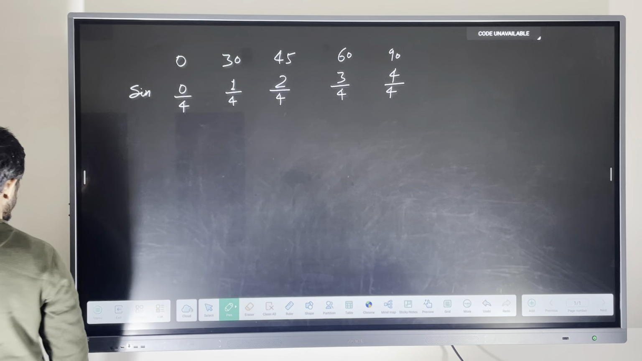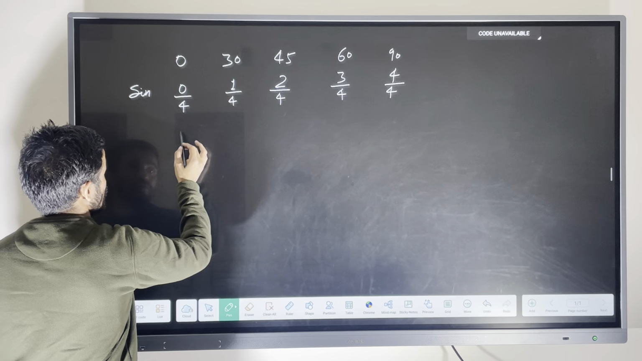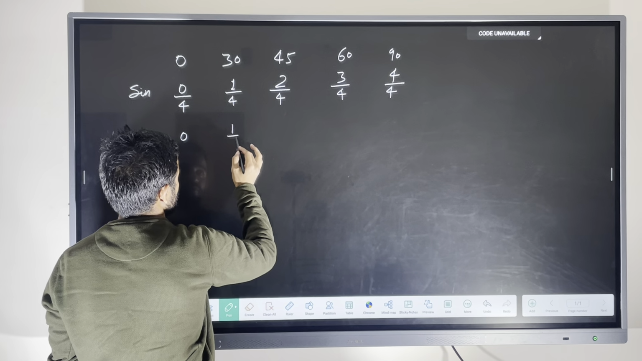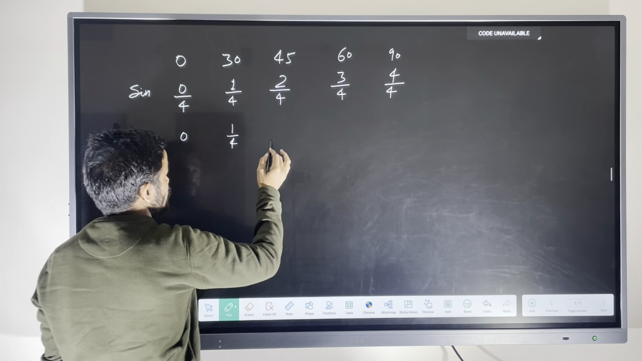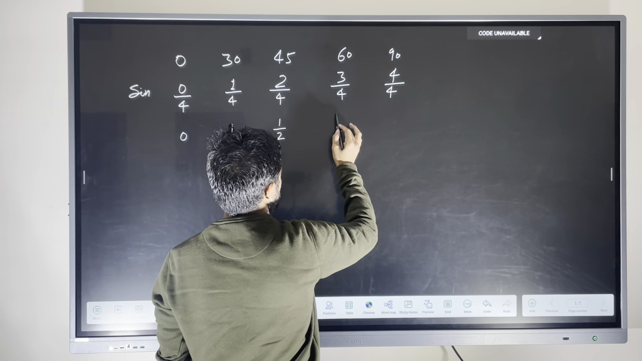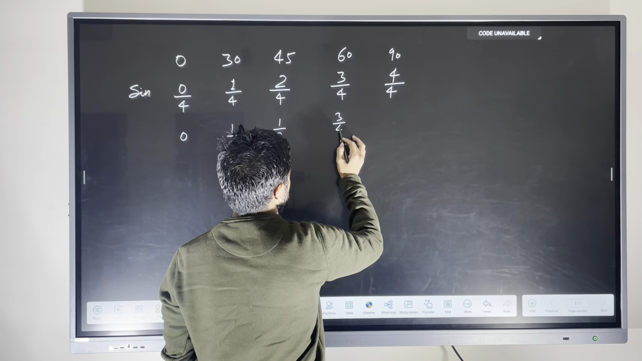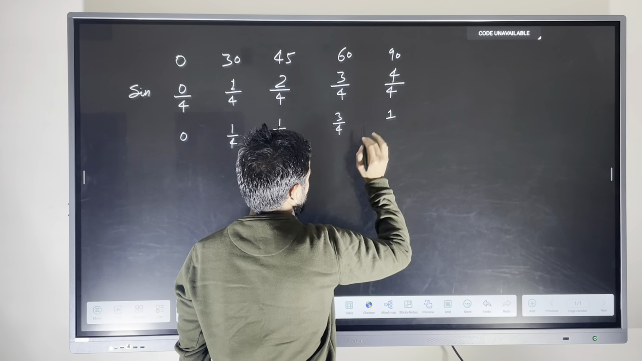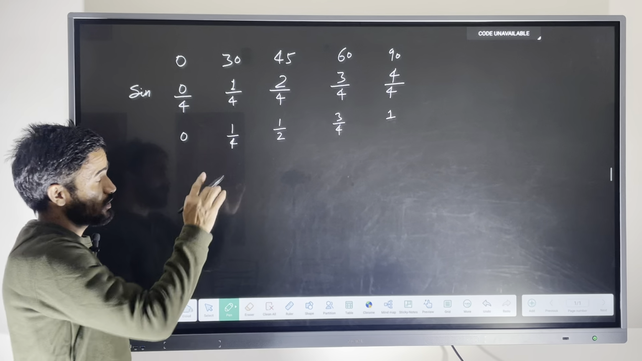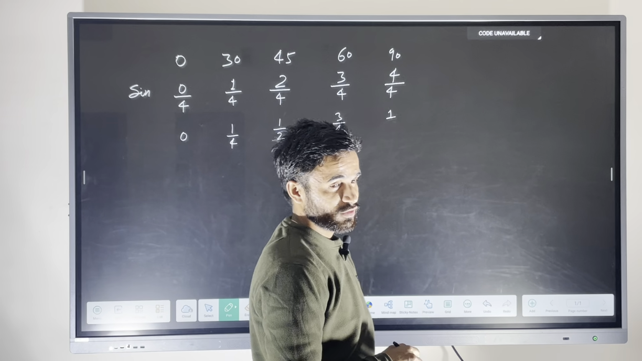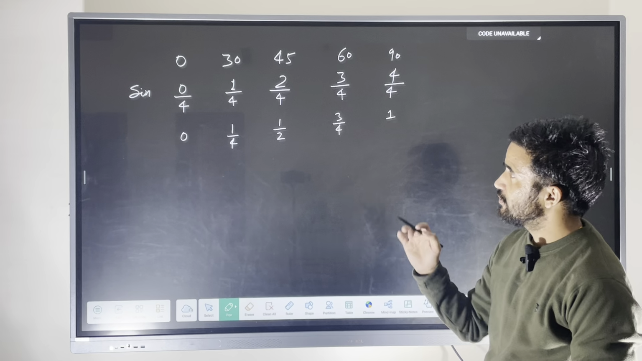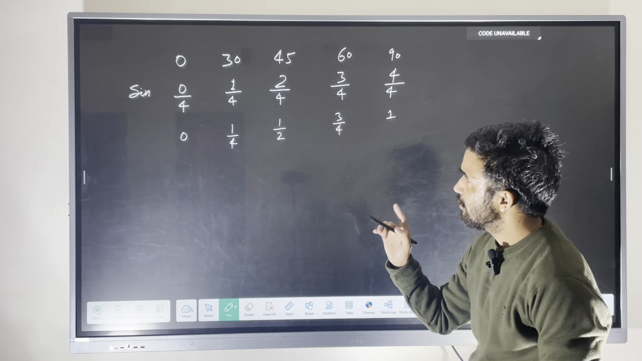So what did we get? 0 upon 4 is equal to 0. 1 upon 4 will be 1 upon 4. 2 upon 4 will be 1 by 2. Similarly, 3 upon 4 will remain as 3 upon 4, and 4 by 4 will be 1. So in the first step we just write down the whole numbers starting from 0, 1, 2, 3, 4. In the second step we divide each number by 4.